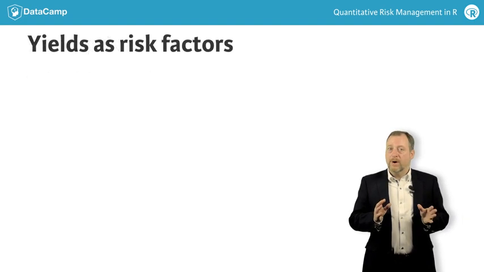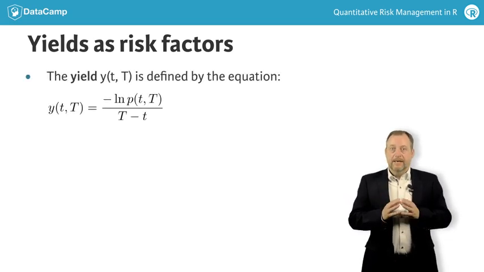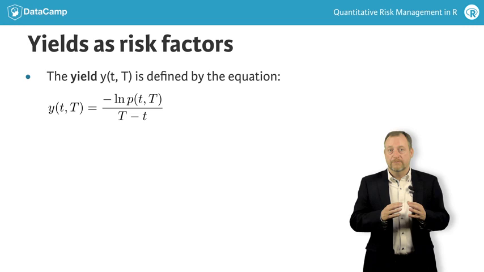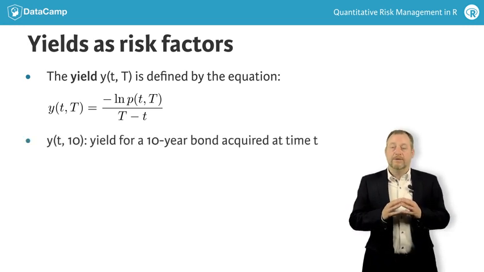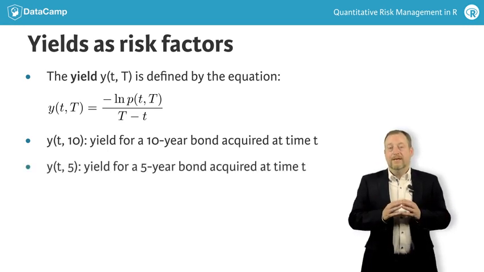Rather than taking the price of the zero coupon bond as a risk factor, it is quite common to take the risk factor to be the so-called yield. The yield, Y(t,T), is defined by the simple equation given on the slide. It's a measure of the rate of return per unit of time. Y(t,10) gives the yield for an investor who buys a 10-year bond at time t. Y(t,5) is the yield for an investor who buys a 5-year bond at time t.